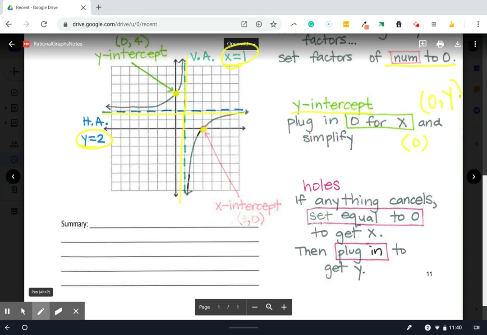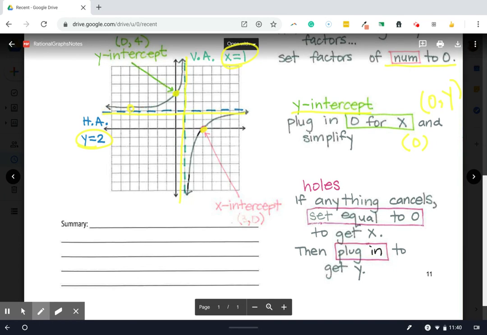For holes, this is the tricky one. A hole in a graph means the graph doesn't exist at a specific point. If I was going to put in a hole on this graph, maybe I'll put it way over here, I would draw a little circle to show that there's a hole. Desmos does not nicely show holes, so be careful when you're using Desmos.